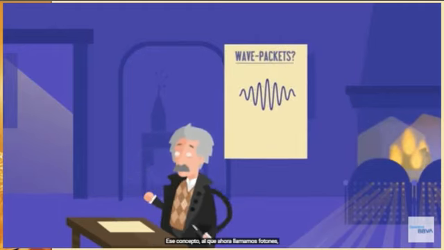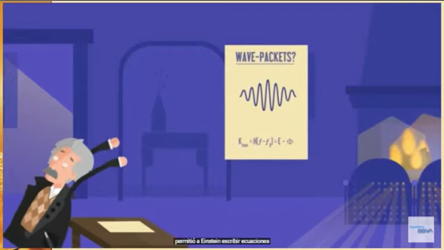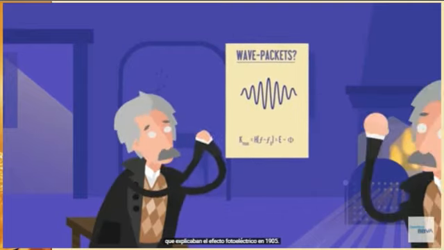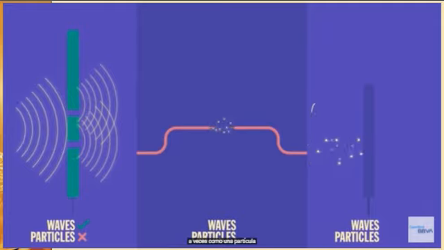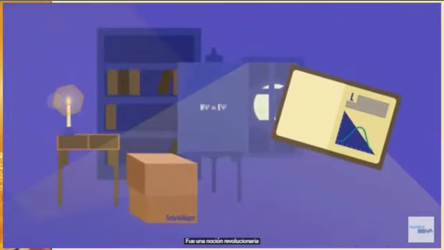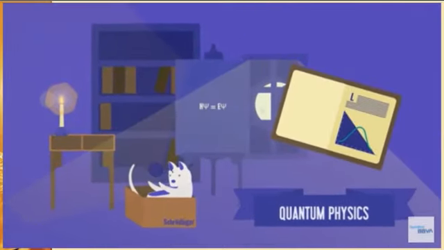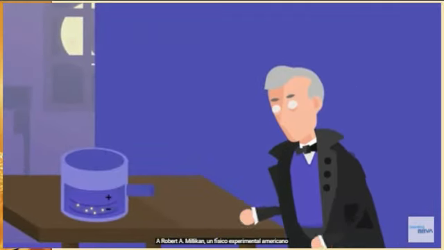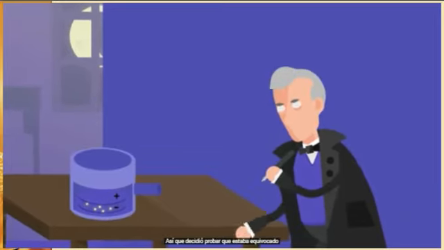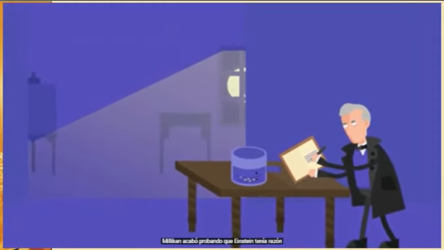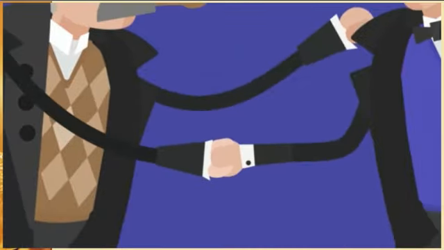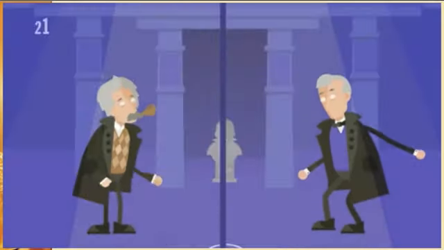That concept, which we now call photons, allowed Einstein to write out equations that explain the photoelectric effect in 1905. This consolidated the idea that light can sometimes be described as a wave, sometimes as a particle, and sometimes as either. It was a revolutionary view, and it opened the field for quantum physics. Robert A. Millikan, an American experimental physicist, was unconvinced by Einstein's conclusions, so he set out to prove him wrong by carefully measuring the photoelectric effect. However, years later, Millikan ended up proving Einstein right, and they were both awarded the Nobel Prize in Physics.